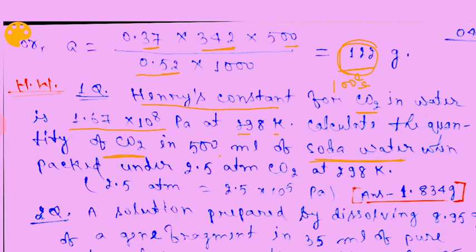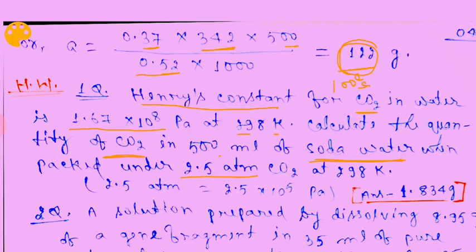You use soda water, and when packed under 2.5 atmosphere CO2 at 298 Kelvin. And what is the relation between ATM and Pascal? Because one value is given in Pascal and other value is given in ATM. So convert it into Pascal because SI unit is Pascal.